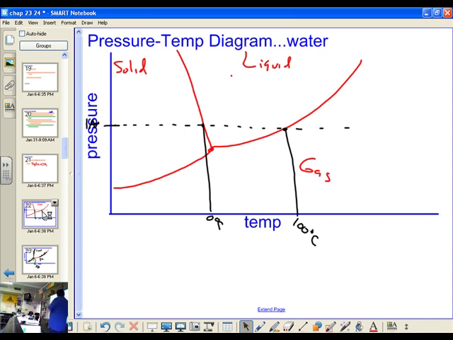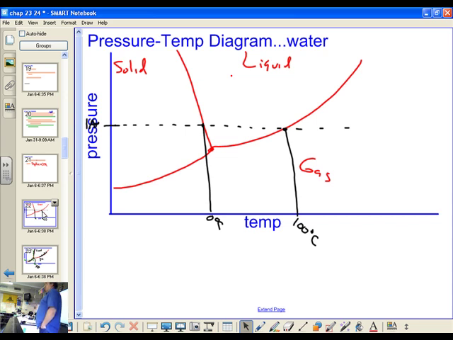But notice what happens to the freezing point and melting point of water when you go in the mountains. Not only does the boiling point go down, the freezing point goes up. In other words, water will freeze in the mountains at a higher temperature than it does here.